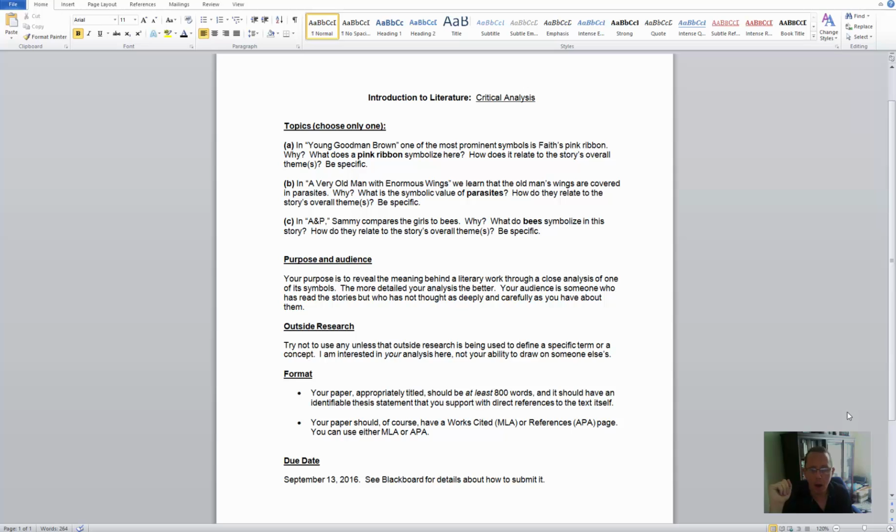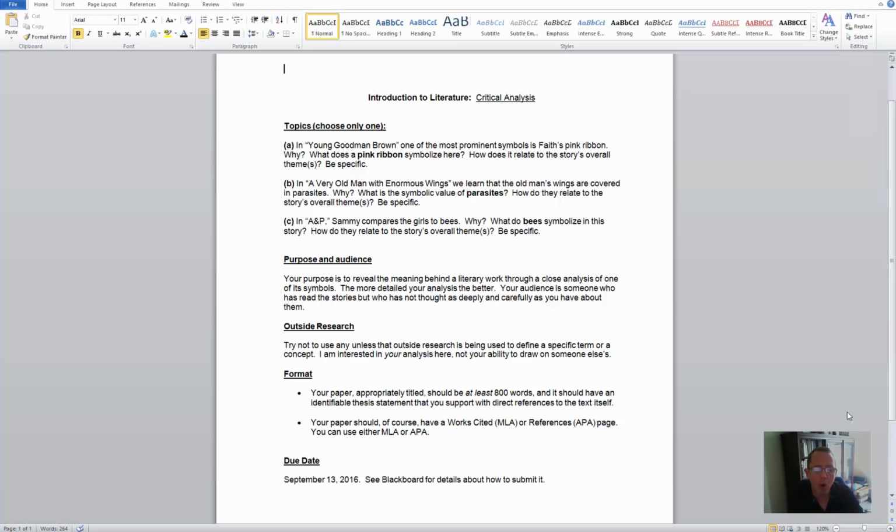And then your third option is in yet another story called A&P. Sammy, the narrator, compares these girls who walk into the store where he works. He compares them to bees. And what I want to know is, what is the symbolic function of bees in the story? Why would he compare them to bees and not some other insect or some other creature? Why bees in particular?